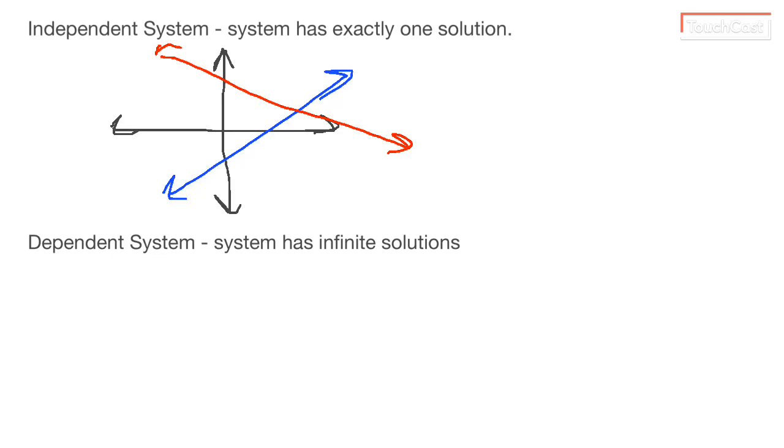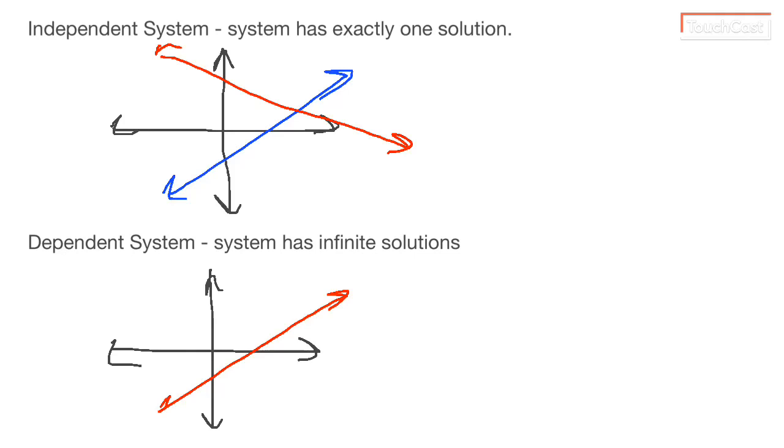If we have a dependent system, which means it's also consistent, we have our xy axis, we're going to graph both lines and they're actually going to fall in the exact same spot, which means the two lines are the exact same line.